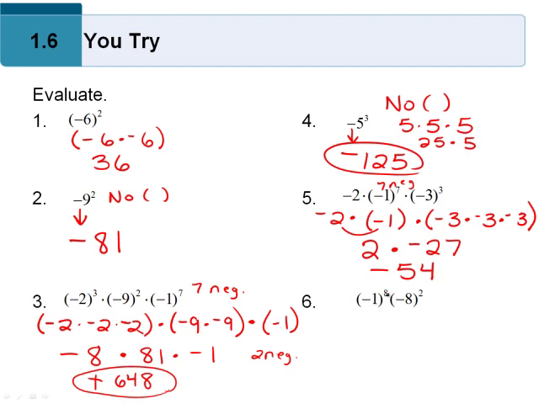Okay? And number 6, the last one. We have negative 1 to the 8th power. So if you have 8 negatives, remember that's an even number, so that's going to be a positive 1. And then we have times negative 8 squared, so we have to multiply negative 8 2 times. A negative times a negative, the signs are the same. It's going to be 64. And then times the 1 would just give you 64. And that should be it for 1.6.